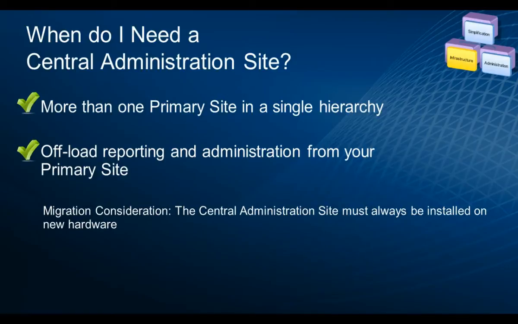With the new server role in Config Manager 2012 called the Central Administration Site, or the CAS, a common question people get asked is, when do they need a CAS? Well, a couple of main reasons. One is there is more than one primary site in a single hierarchy. You would want to have a CAS above that. And secondly, if you wanted to offload reporting and administration from a primary site into a more administrative-focused environment or central group. One migration consideration to make is the CAS must always be installed on new hardware. This is a new server role for Config Manager 2012.